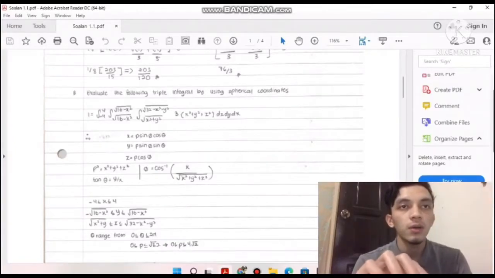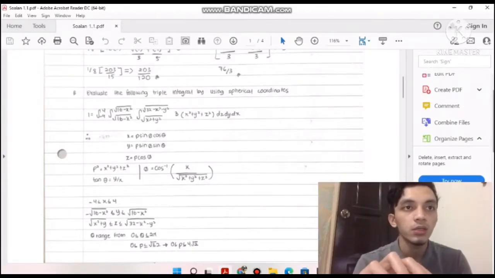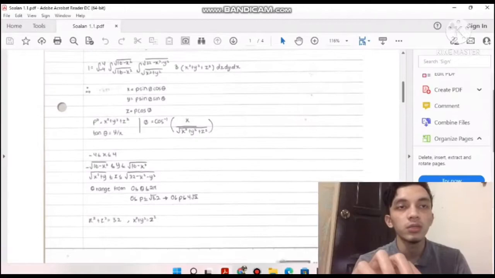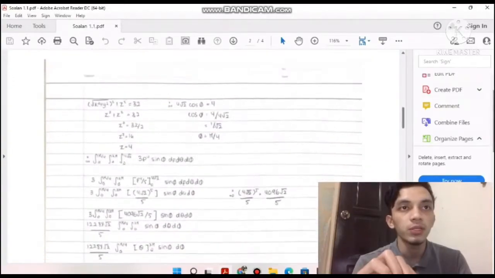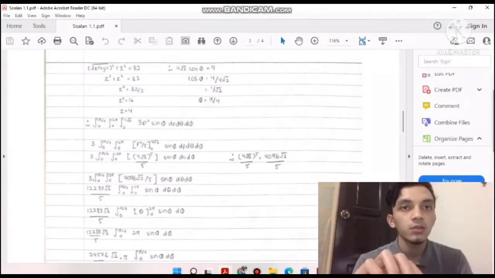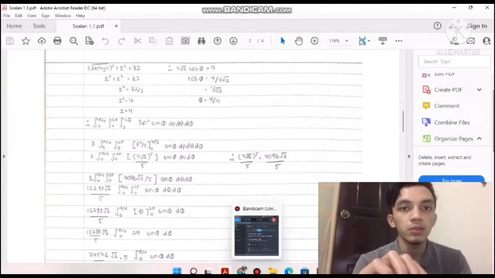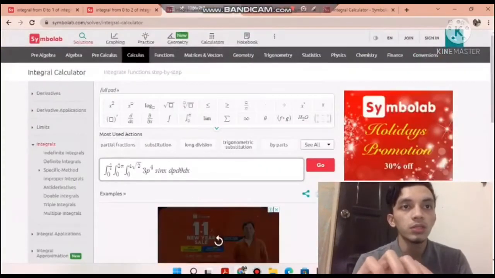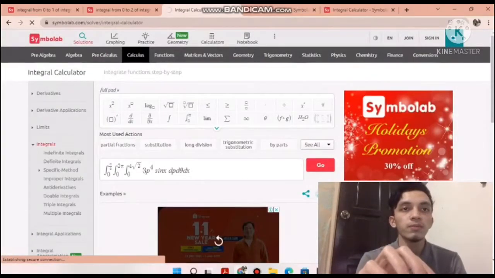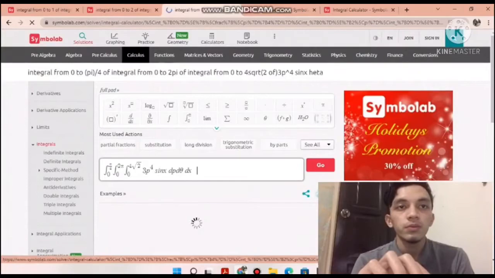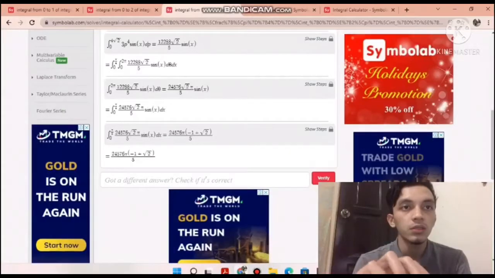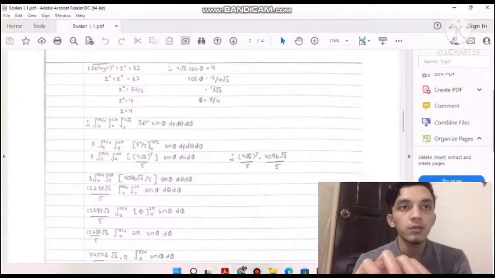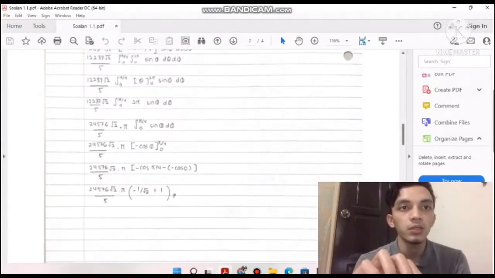For the second question B, evaluate the following triple integral by using spherical coordinates. So this is the formula for how to change polar into spherical coordinates. After we change all of this into spherical coordinates, we will get this equation in spherical coordinates. So we will integrate all of them. The final answer of this question is here, exactly as I calculated here.